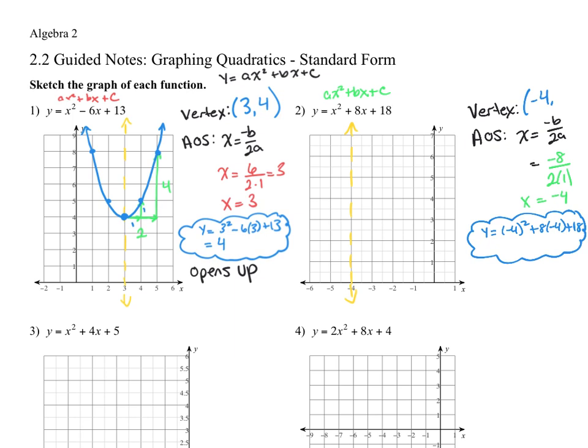Now, negative 4 squared is 16. I'm just going to use my calculator. So negative 16, nope, not negative 16, positive 16. Negative 4 times negative 4 is a positive 16. Plus 8 times negative 4 plus 18 gives us 2. So we get the vertex negative 4, 2.